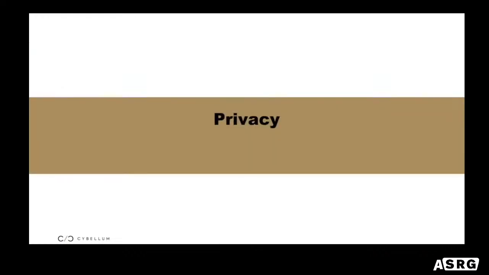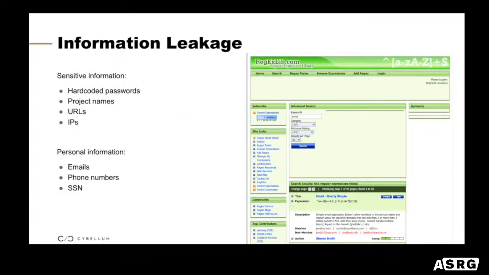Privacy is also of concern when you analyze firmware. There are various pieces of information that can be leaked inside firmwares. I mentioned hard-coded passwords earlier, but you could also have project names, URLs, IPs that you may not want to expose, emails, phone numbers, social security numbers. And there's an interesting regex expression library website on the right side that can help you to come up with regular expressions that automatically detect these pieces of information when you search for them in a firmware.